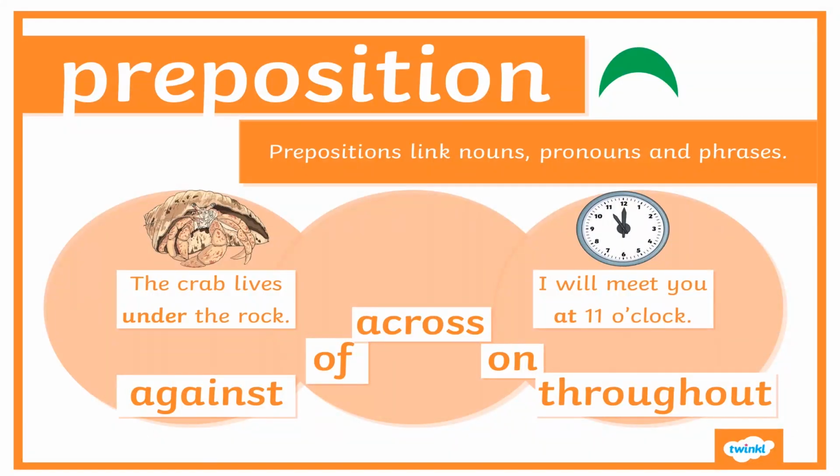Next, we have preposition. Prepositions link nouns, pronouns, and phrases. Prepositions are represented by a green crescent. Some examples are the crab lives under the rock. The preposition here is under. It connects the crab to the rock.